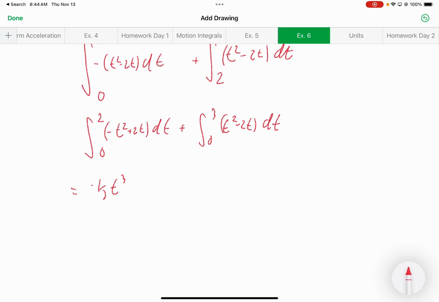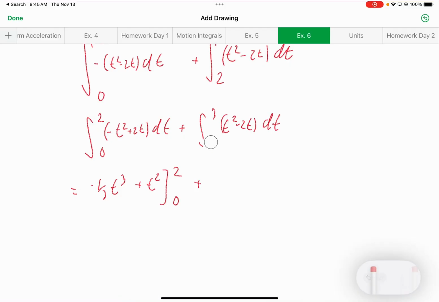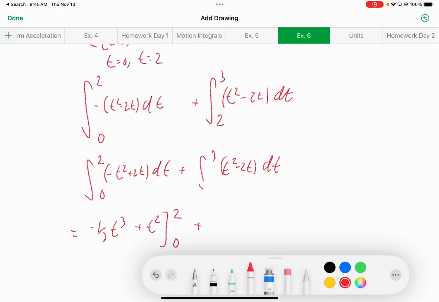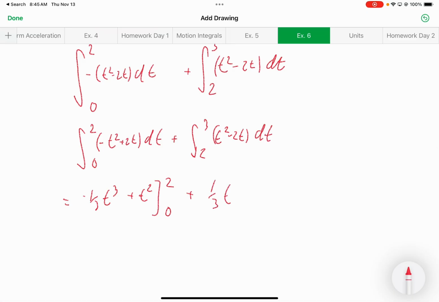So negative 1/3 t cubed plus t squared, evaluated from 0 to 2. And then I messed up my limits when I wrote it this time around, but it should be from 2 to 3. One-third t cubed minus t squared, evaluated from 2 to 3.